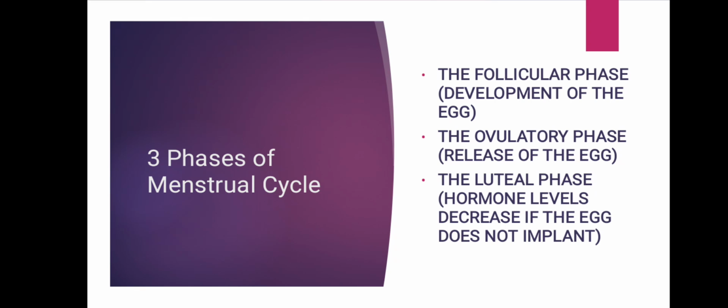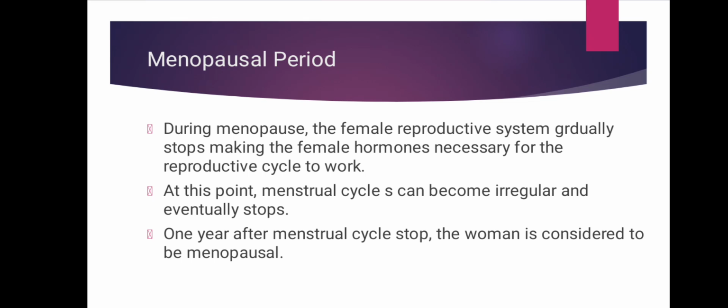Lastly, the luteal phase. It occurs after ovulation, when your ovaries release an egg, and before your period starts. During this time, the lining of your uterus normally gets thicker to prepare for a possible pregnancy. And if the egg is not fertilized, it passes through the uterus. Not needed to support a pregnancy, the lining of the uterus breaks down and sheds, and the next menstrual period begins. So next is the menopausal period.